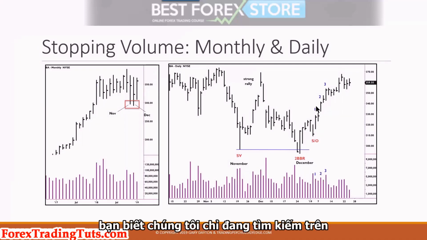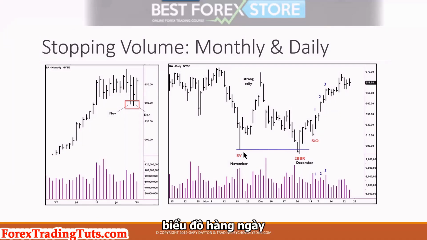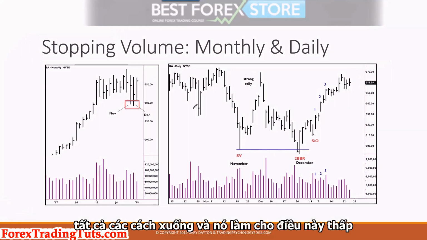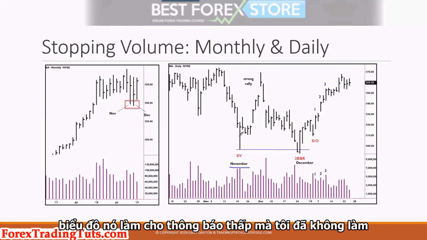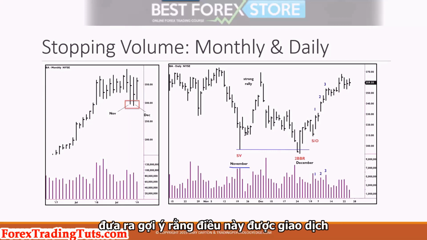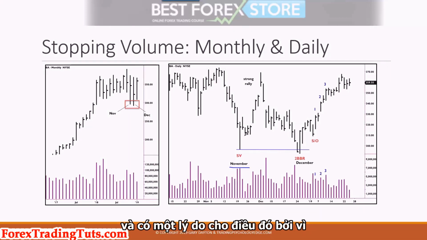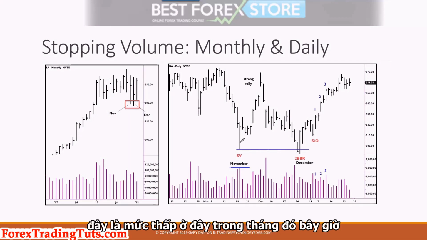So, we were only looking at the daily chart, and notice that the stopping volume comes all the way down, and it makes this low here in November. Looking at the monthly chart, it makes that low. Notice I didn't make a suggestion that this get traded, and there's a reason for that, because this is the low here in that month.